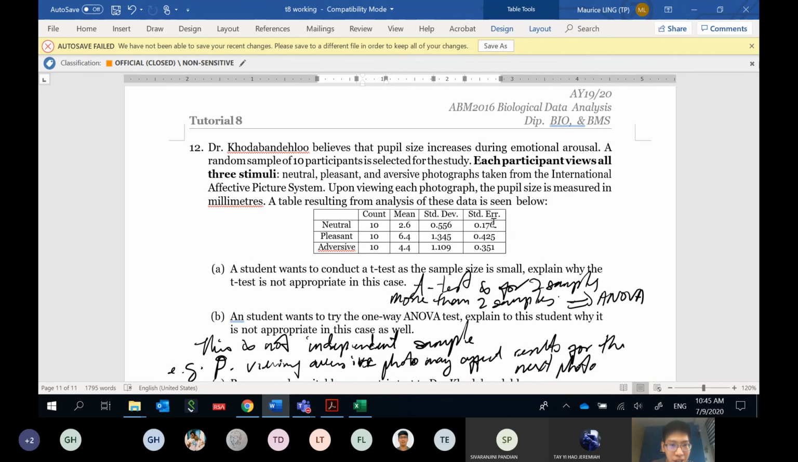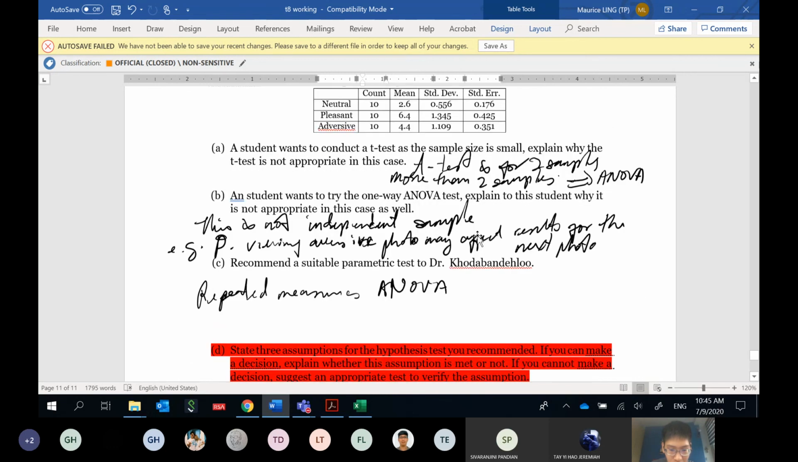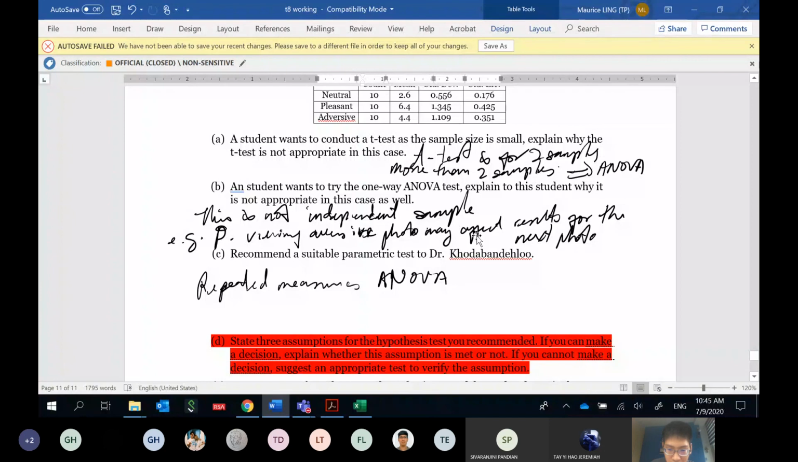May I also ask concerning question 12C? The answer is repeated measures ANOVA. May I ask why? If the observations were not made independently, how is it that we could still use repeated measures ANOVA?